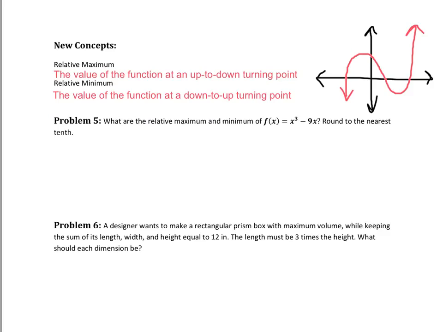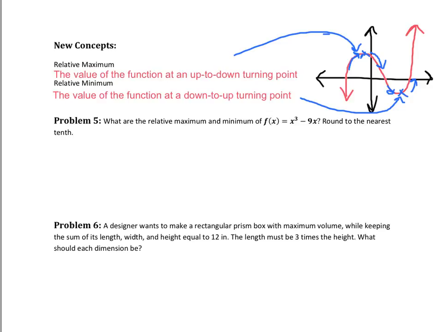Under new concepts, let's talk about the relative maximum and the relative minimum. The value of a function at an up to down turning point is our relative maximum. Ms. Schenzer's drawing that there. And here you're going up and then you're going down, so you're gonna have a relative maximum right there. And then our relative minimum is the value of the function at a down to up turning point.